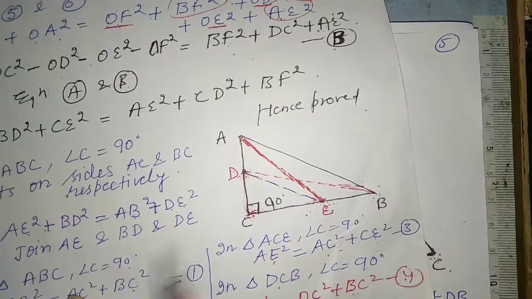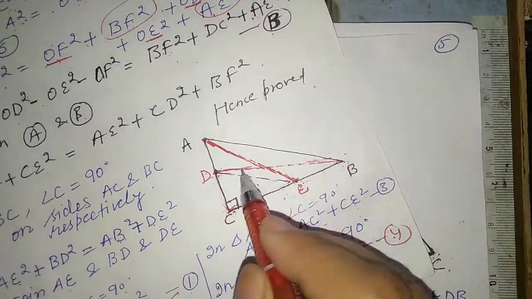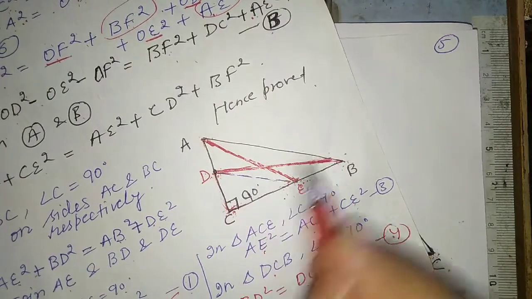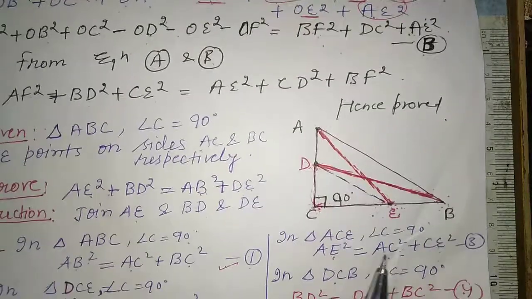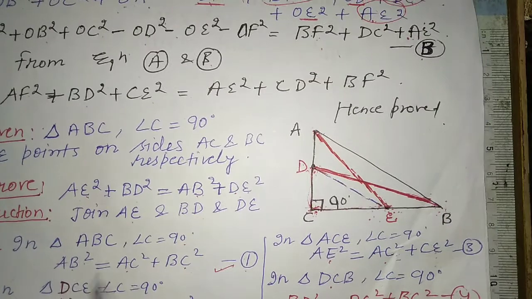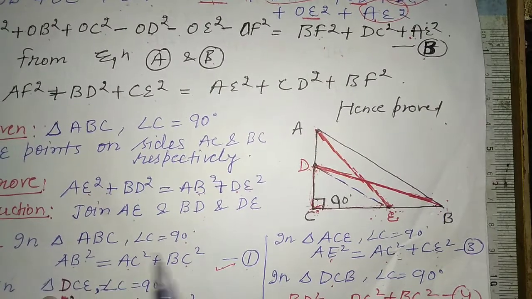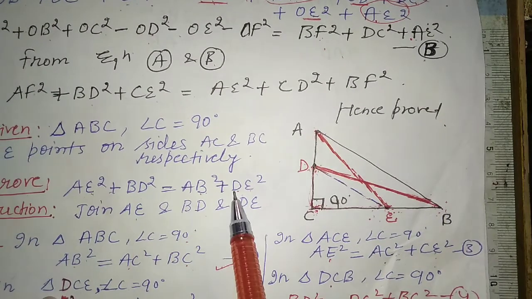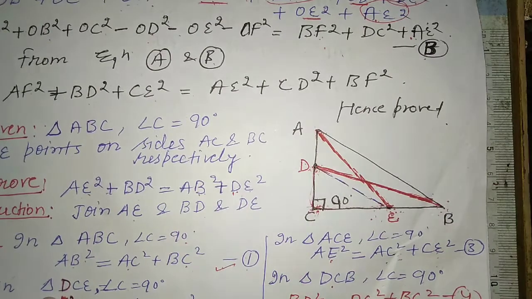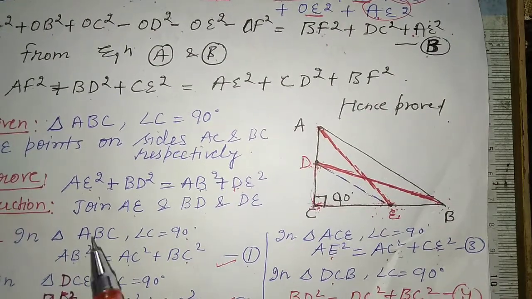AE and BD. This is BD. We have to join these two sides. Now prove in triangle. So we have to see what we have to prove. According to that we have to choose the triangles. I told you this earlier also.